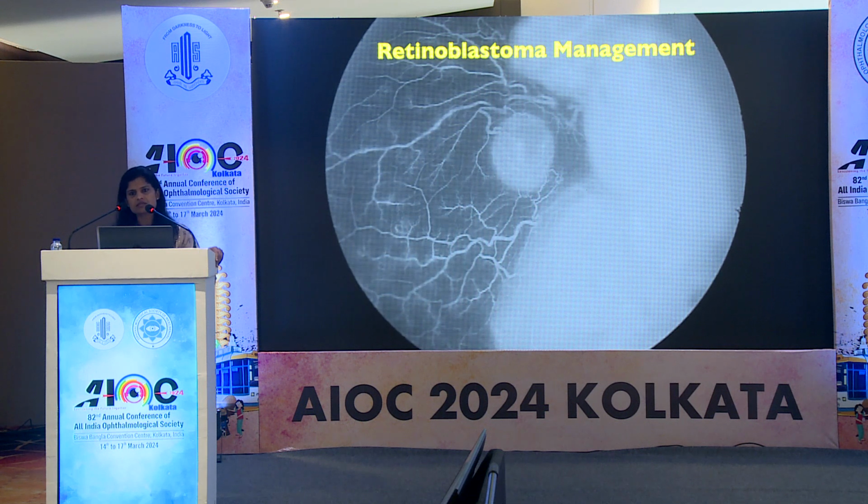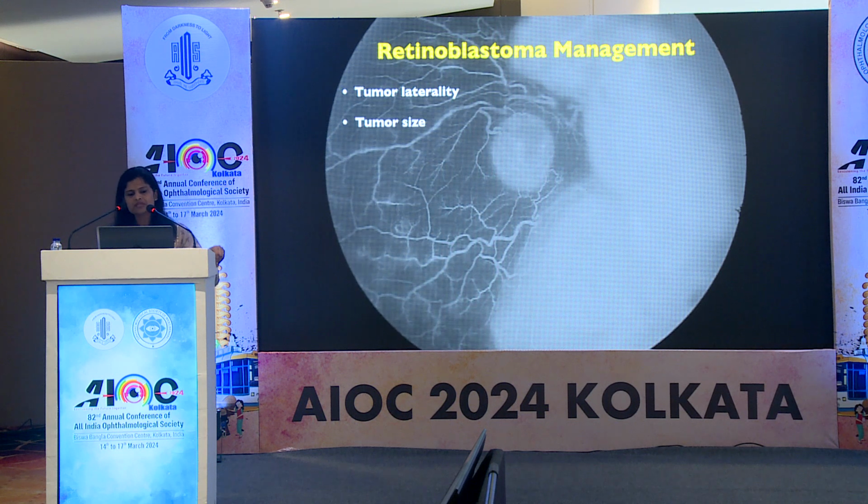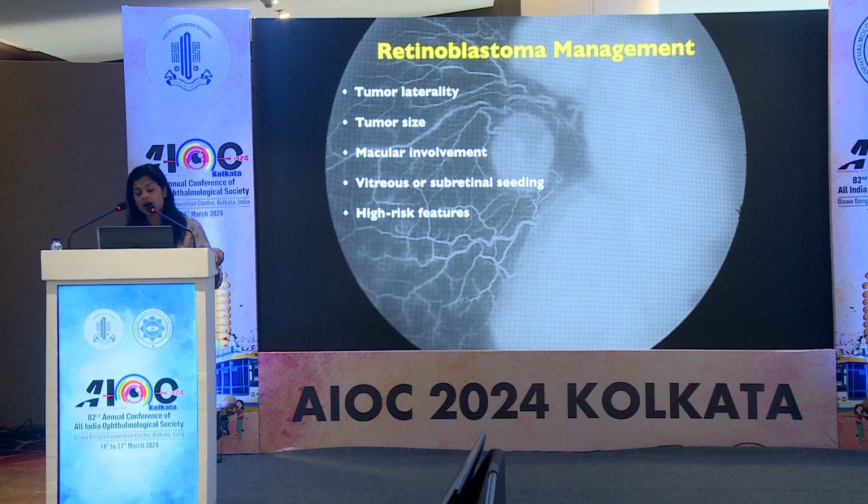Now, the various factors that we include when we have to treat a case of retinoblastoma include whether the tumor is unilateral or bilateral, because your form of treatment also depends on that. What is the size of the tumor? Is it a very small tumor or a very large diffuse tumor? Whether the macula is involved or not, whether it is associated with vitreous or subretinal seeding, whether that eye is likely to harbor high-risk features.